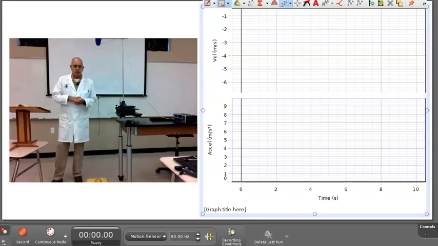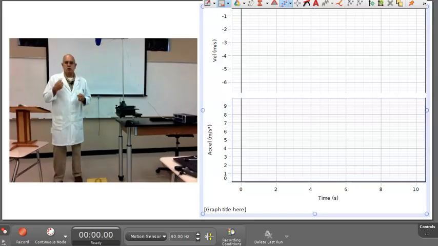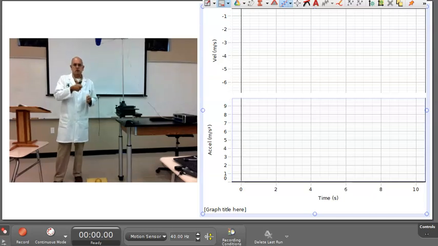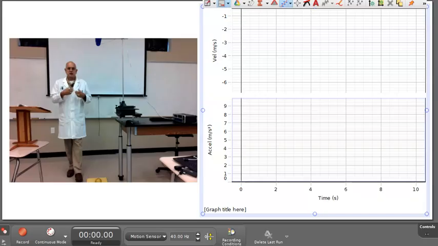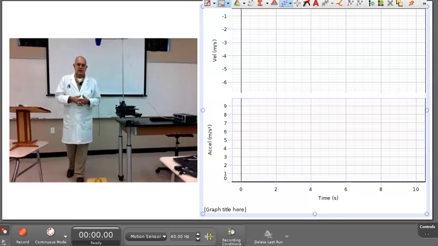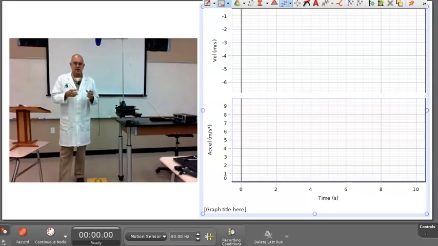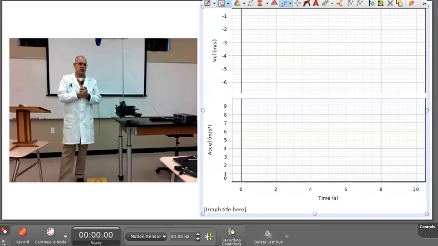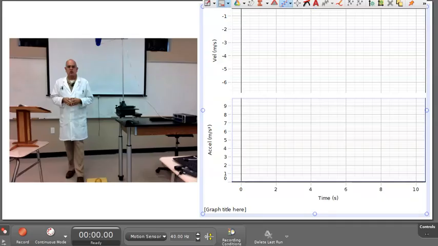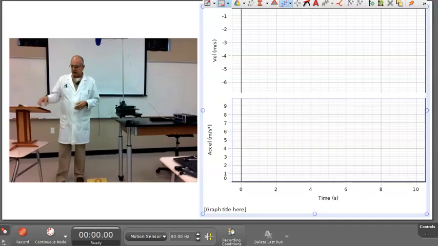And the force that we applied in lab number 3 was a string being pulled by a falling weight. But the string was pulling the cart, so that's a contact force there. In lab number 4, we had the carts move because of a fan blowing. So the fan blowing against the air pushed the cart along. So again, that was another contact force.